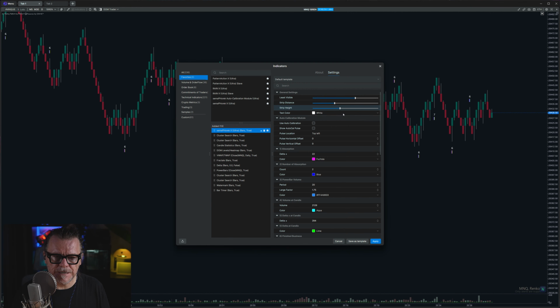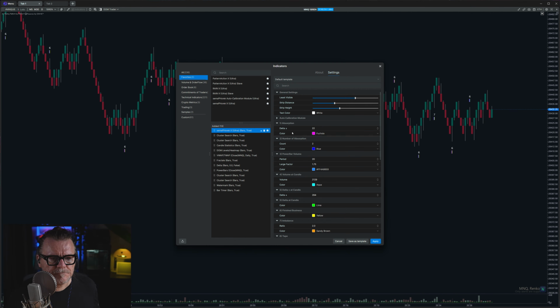Look at that. See that? I just tried to move the slider a tiny bit to the left or right. It changes the strip height, which is an absolutely unimportant value for the calculation, but it changes the values. And so on and so on. Use auto-calibration, that's clear. Show auto-calibration pulse, that's a value at the bottom of the screen, you don't need it at all. Pulse location, you don't need it. Pulse horizontal offset, vertical offset, you don't need it. Delta. And this is where it begins.